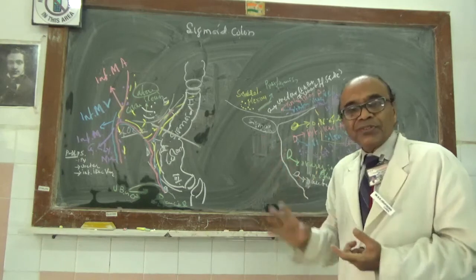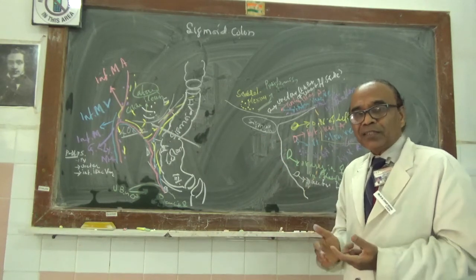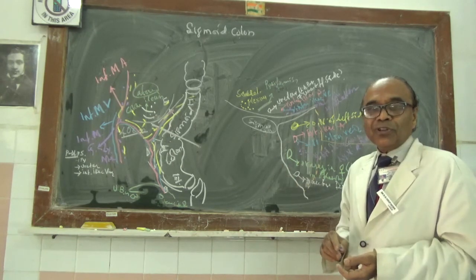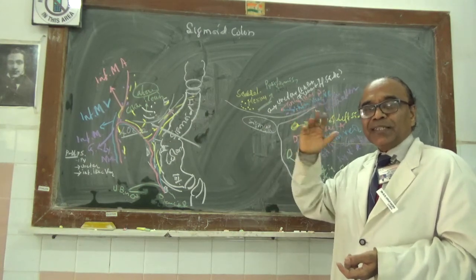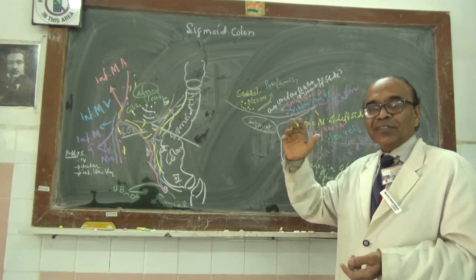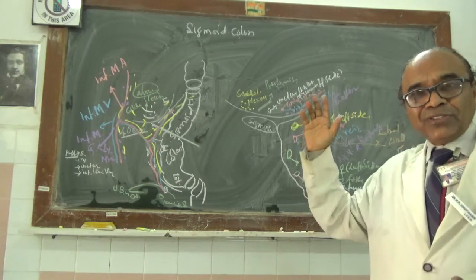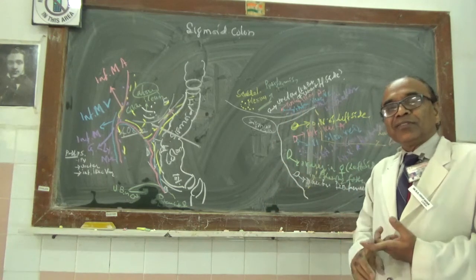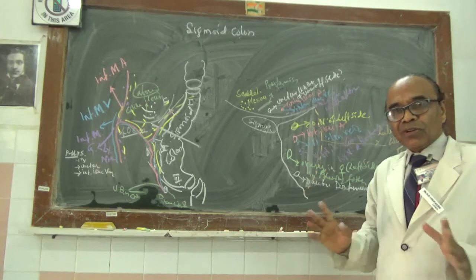With this, the sigmoid colon is ended, leaving apart the histology of the sigmoid colon. Histology of the sigmoid colon will be dealt with hand in hand with the entire cecum histology, ascending, left colic, right colic and the transverse colon, and then the descending colon. So with this, the abdominal part of the large intestine is finished.